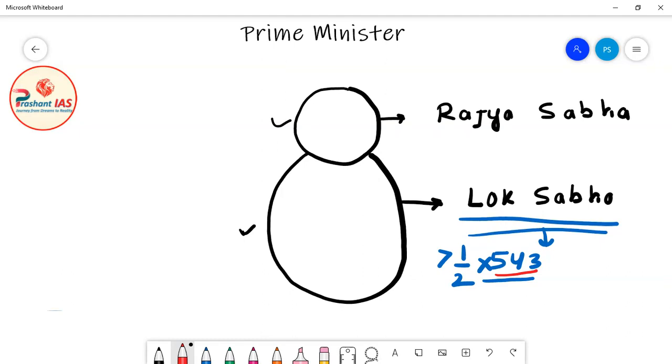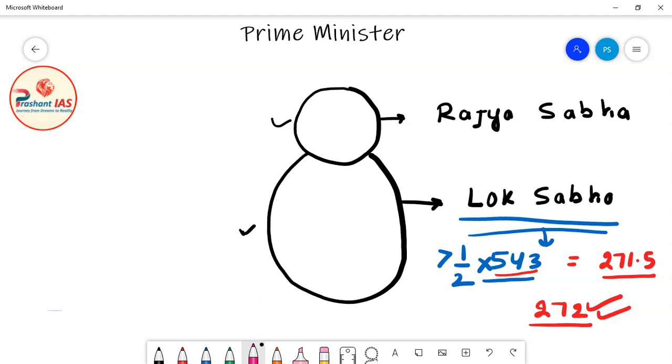The total membership of the house is 543. And what is 50% of 543? It is 271.5. For forming the government, we need a number more than that, so we need 272 MPs. The party that gets 272 or more seats in Lok Sabha will form the government.